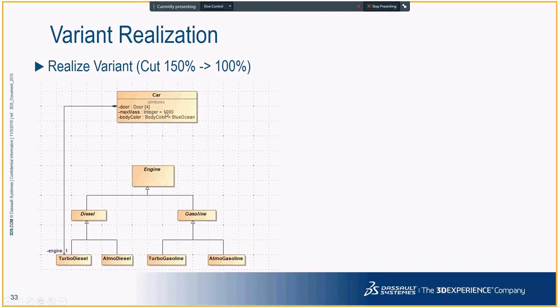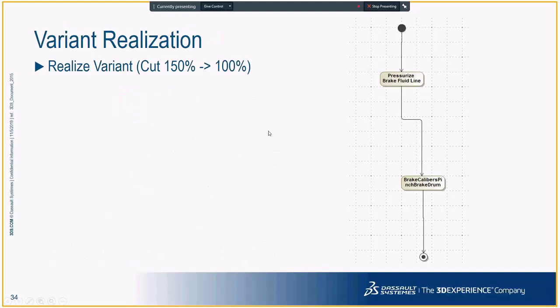Again, maximum mass could be modified. This association has been rerouted to a particular type and so on. So basically the transformation goes into your model and makes the changes. Here is the interesting case with the activity diagram.